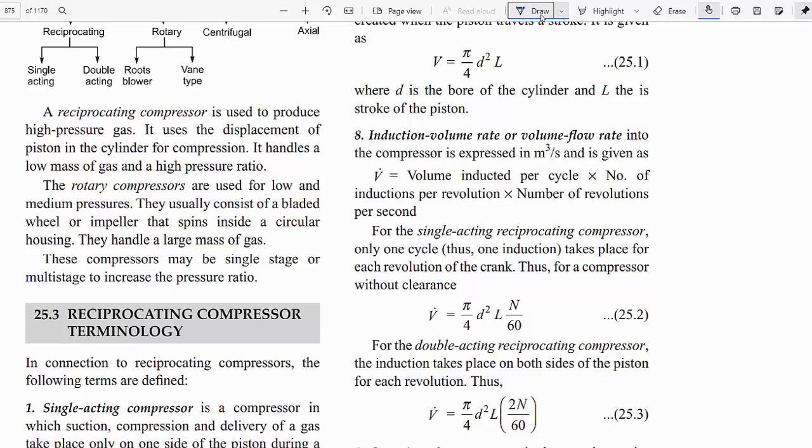That factor is included. Then for the single acting reciprocating compressor, the formula for the volume flow rate is ALN/60.